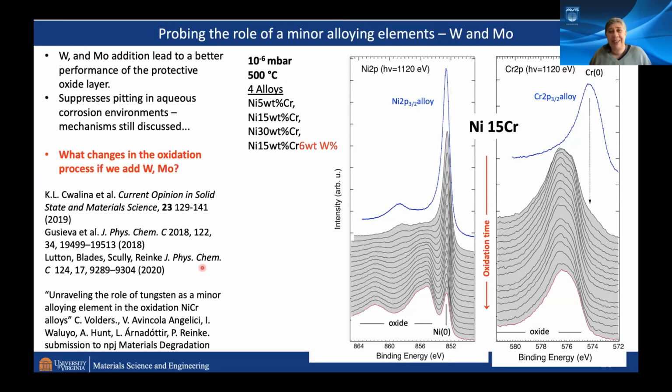So here is also my snippet of aqueous corrosion. We've done some work, and specifically the first review written by Katie Qualina is very informative if you want a good overview of what tungsten and molybdenum actually do and how beneficial they are in an aqueous corrosion experiment to the performance of the oxide. It's like magic. The question is, where does the magic actually come from? And a lot of the work I'm going to show you in the next few slides is about to be submitted to Nature Materials Degradation.